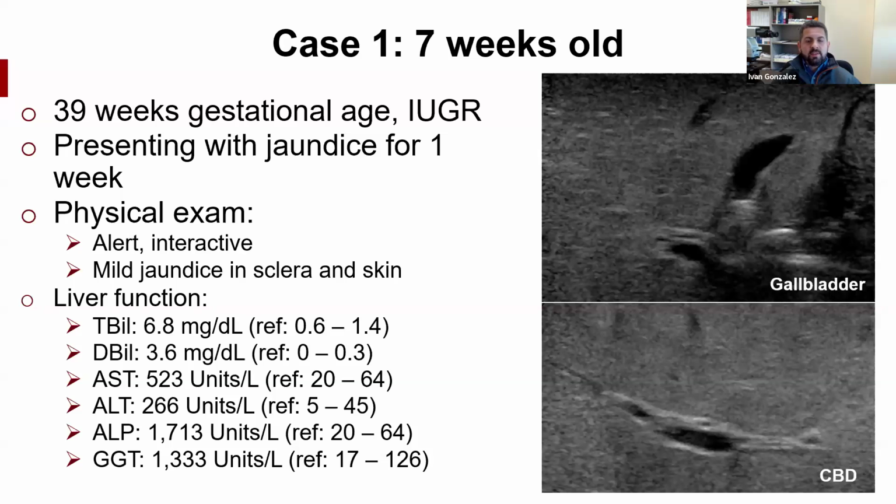So case 1, this is a 7-week-old, former 39-week gestational age, intrauterine growth restriction, presenting with jaundice. Physical exam, alert, interactive. So liver function. All these liver function tests, at least to me when I see them, are not super helpful from the pathology point of view. What I'm mainly paying attention to is GGT. It's a very high GGT, so that's super important for me, because then in my mind, I'm thinking about the differential diagnosis of high GGT. And the sonogram, gallbladder, common bile duct. So they decided to do a biopsy.